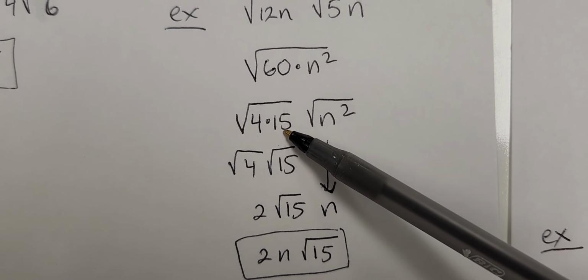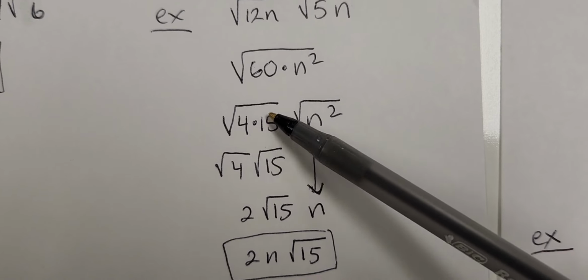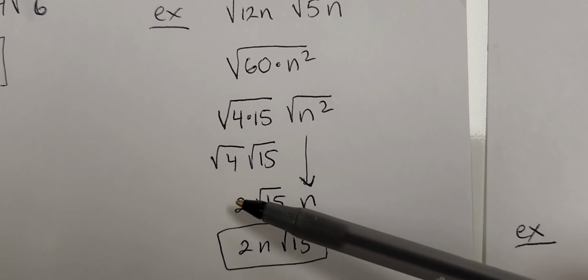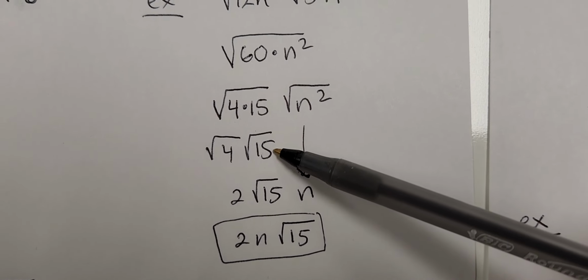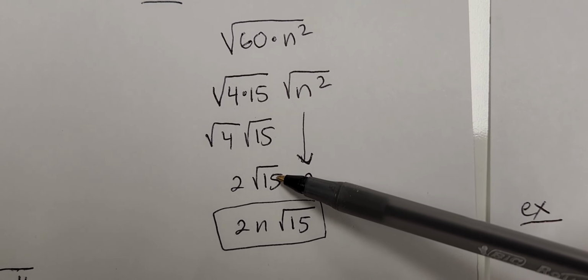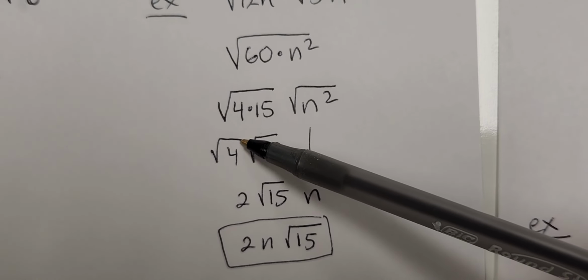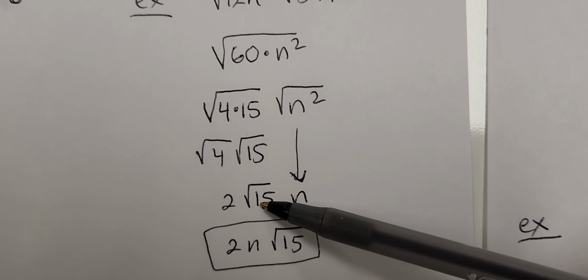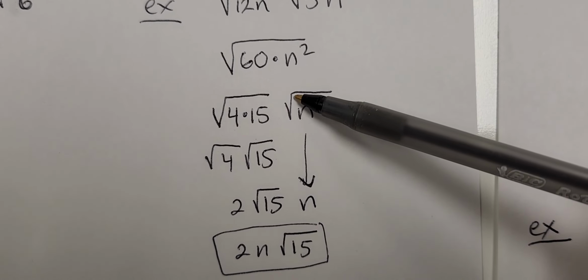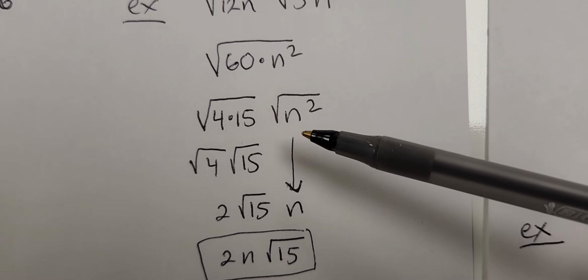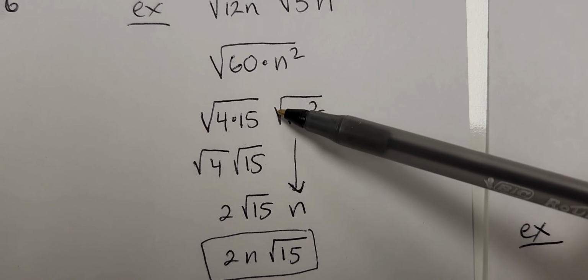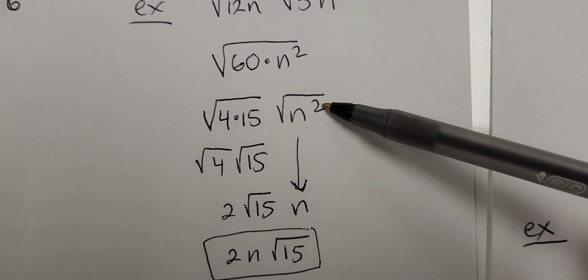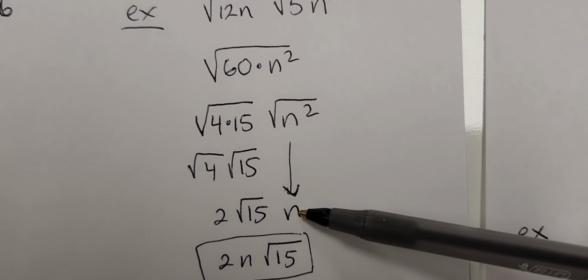Next, I separate these two, so square root 4 and square root 15. Next, square root 4 can be 2. Square root 15 I cannot square root, I leave it alone. Now this square root and this square, they are the same, so they cancel out. So all I have left is just the n.